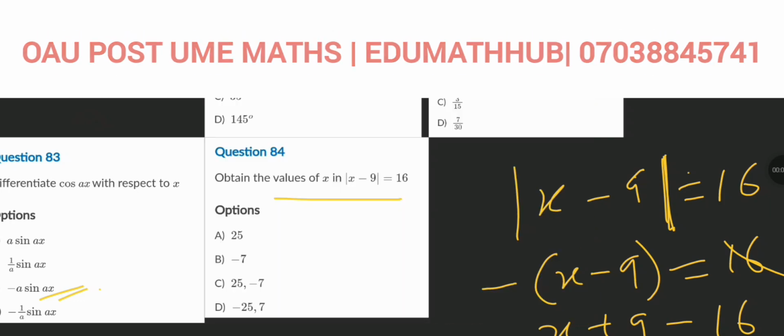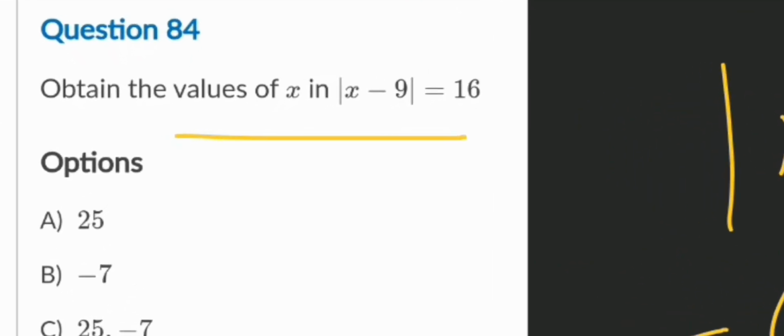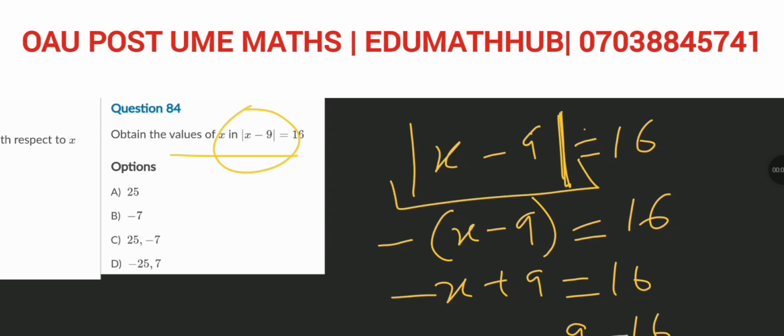Okay, let's go. Obtain the values of X in modulus of X minus 9 is equals to 16. Now this is the breakdown right here, as you can see. So the first thing to do is to write the expression like this. Anything inside this square bracket must be positive. If it's negative, it's going to become plus, and if it's plus, it's still going to become plus.